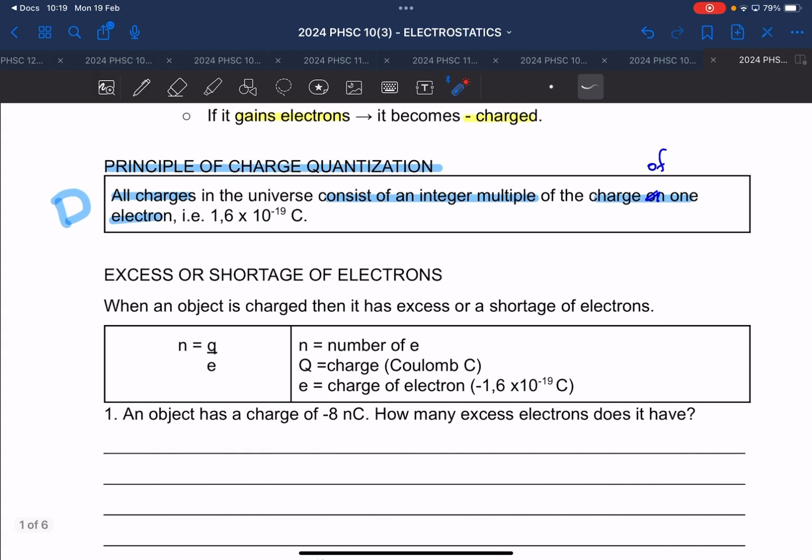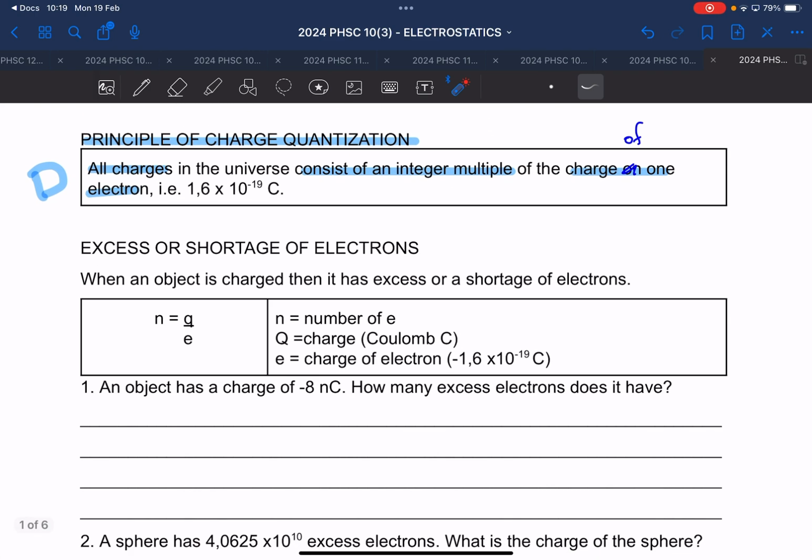Right. So to calculate how many electrons something has or how many it lost, we're going to use this formula that calculates the excess or shortage of electrons. Now this formula, I want to say it's on your data sheet. I just want to double check, because I put it in your test.